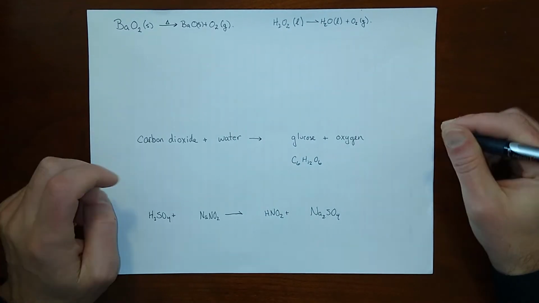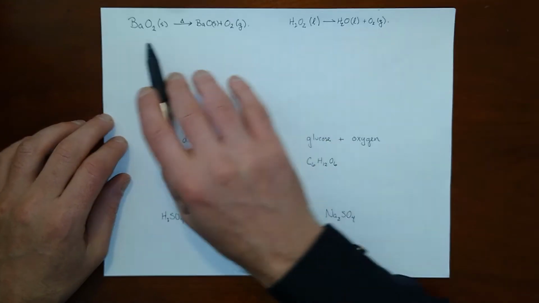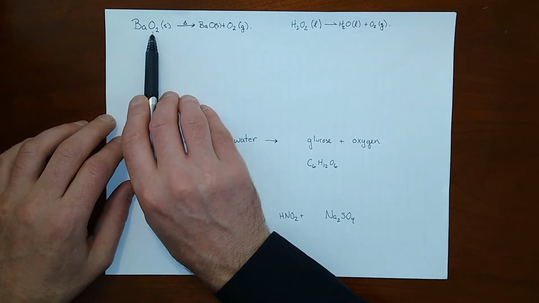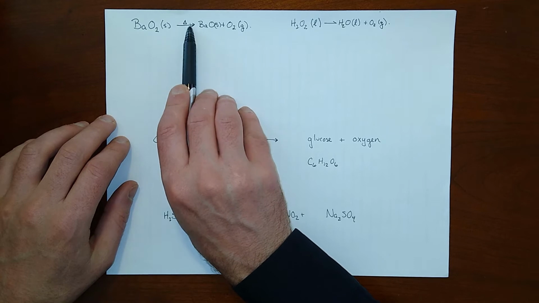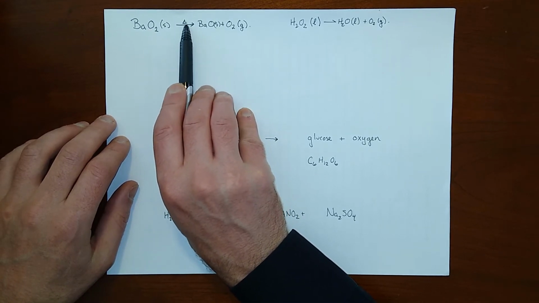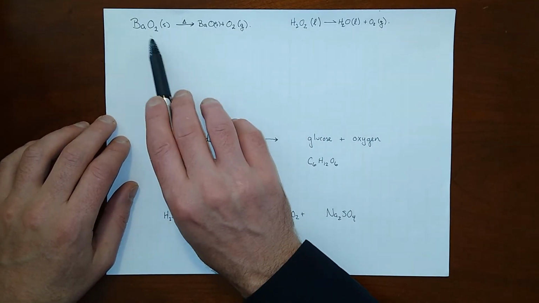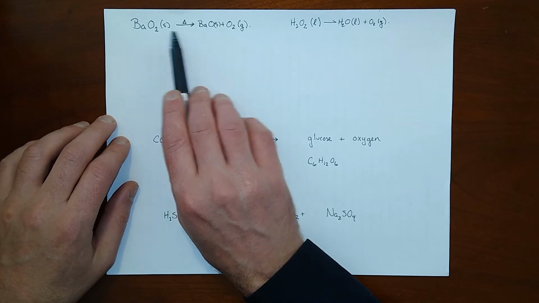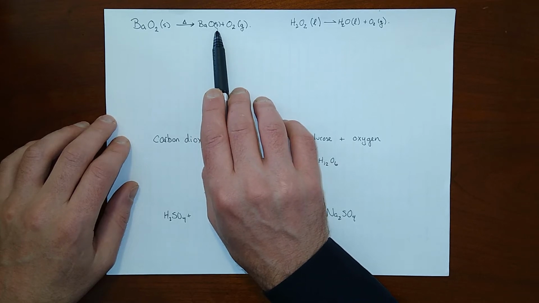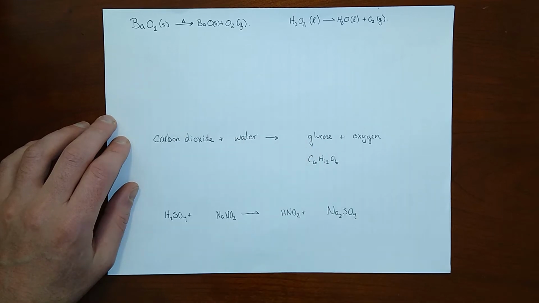Here are several more examples of how to balance chemical equations. We'll start here with barium peroxide. Again, remember this triangle symbol, or this delta over the yields arrow, means that heat has to be applied for this reaction to occur. So when you heat barium peroxide, which is in solid form, it decomposes and you get barium oxide, which is also solid, and oxygen gas released as a byproduct.